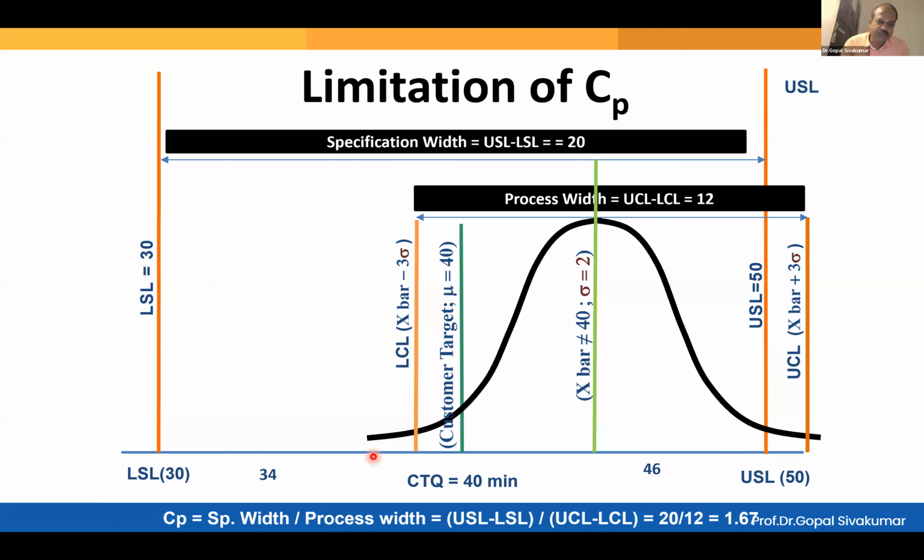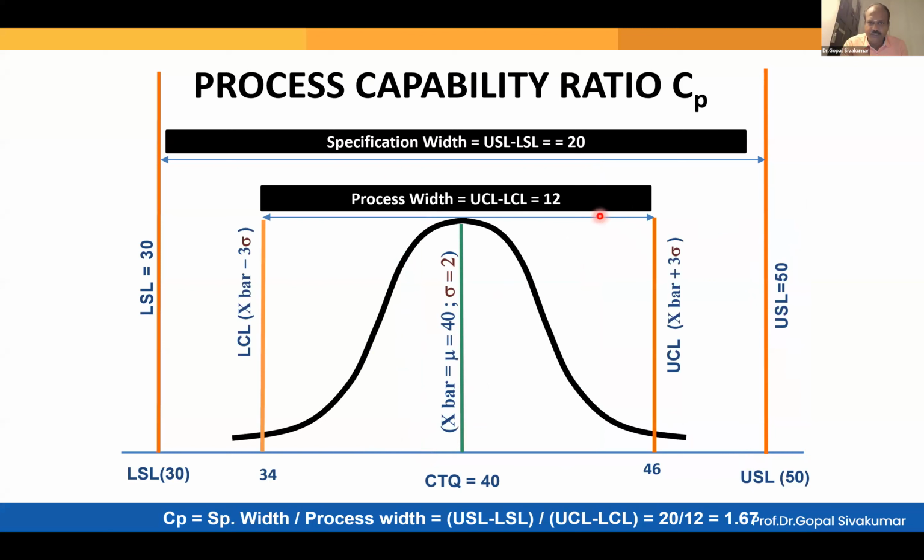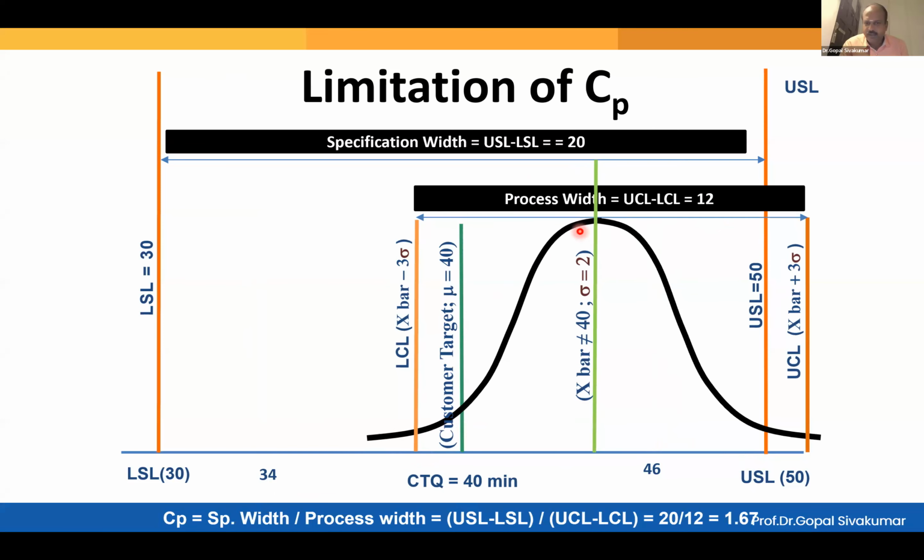So 46 to 34, the difference is 12. Now you see here, the same process completely shifted to the right side. But look at the width of the process. The width of the process is same, 12 only. Earlier also it was 12. That means the distance between UCL and LCL is 12. After shifting also, it remains 12.